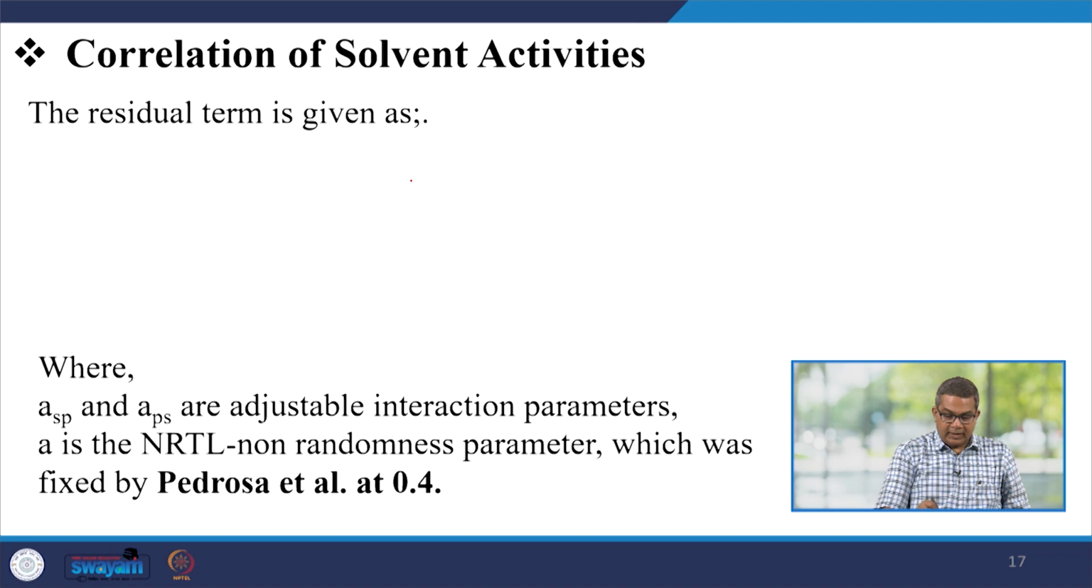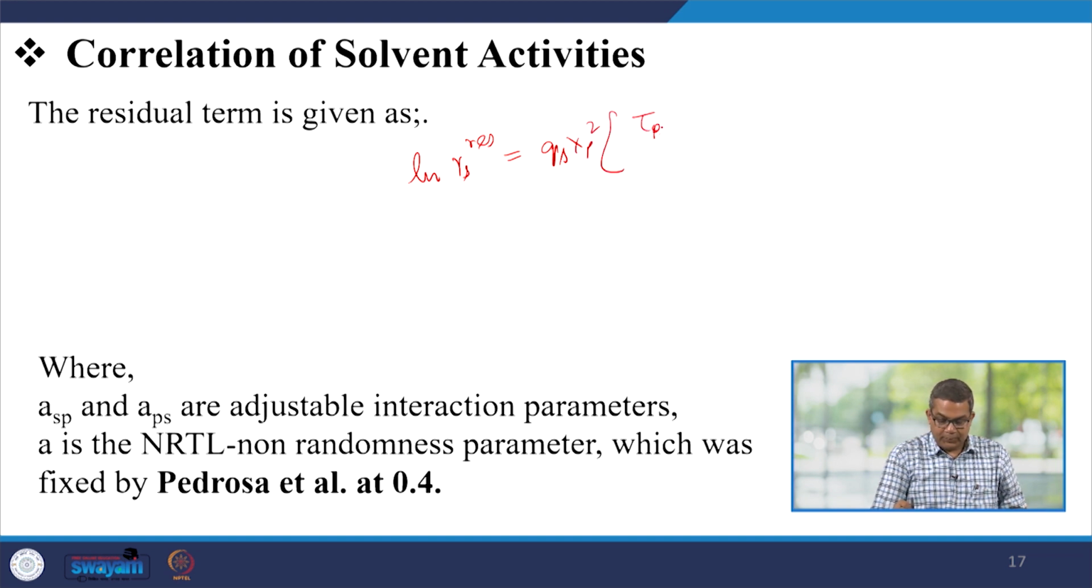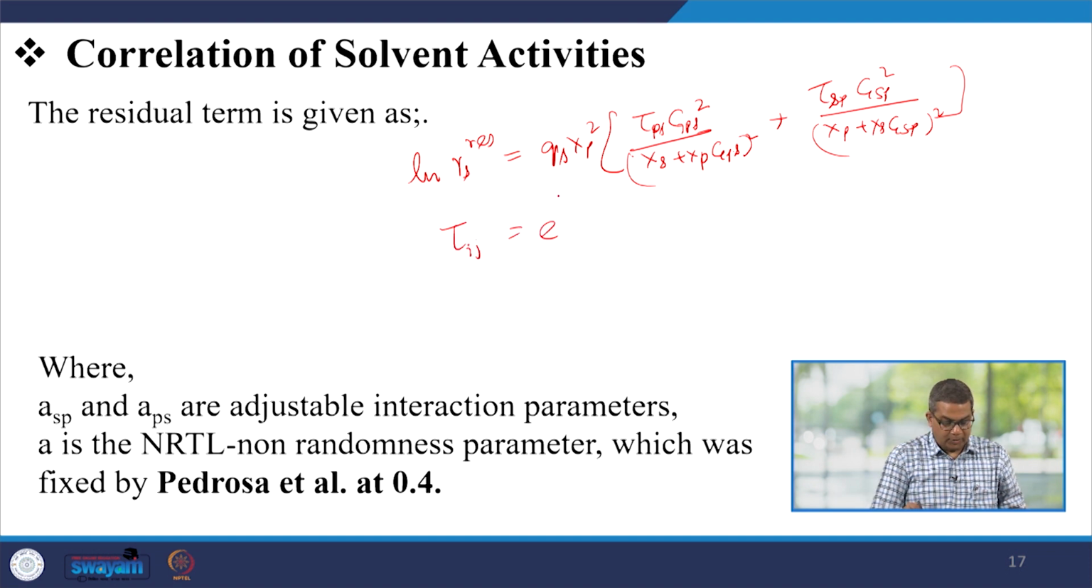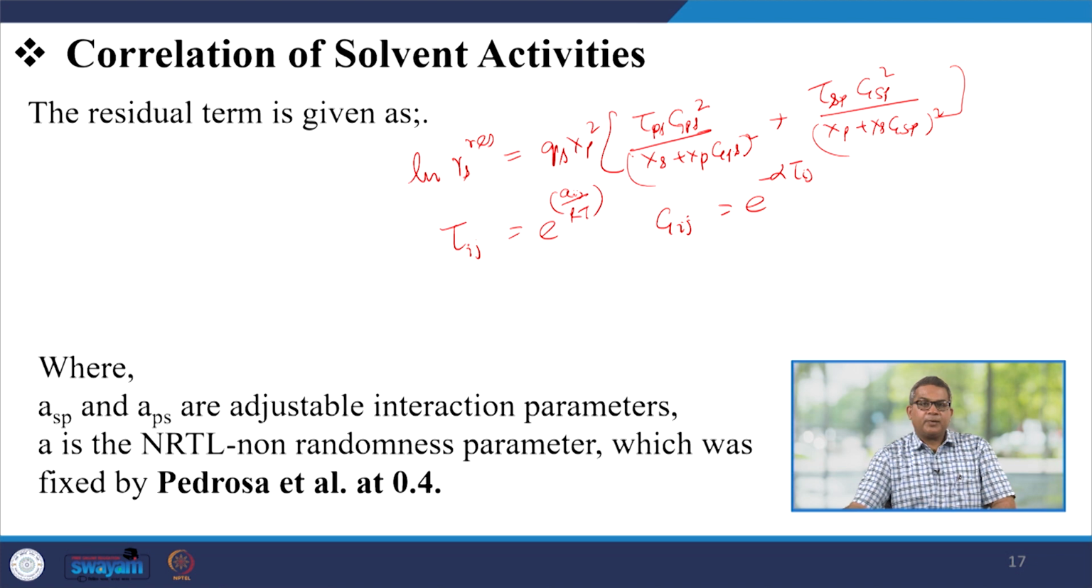So, the residual term can be given as ln gamma S residual equals Qs xp square tau PS G PS over xs plus xp G PS, whole square, plus tau SP G SP square over xp plus xs G SP. Here tau is e to the power aij over RT, and Gij is equal to e to the power minus alpha tau ij, where ASP and APS are adjustable interaction parameters, and alpha is the NRTL non-random parameter, which is fixed by Pedrosa at 0.4.